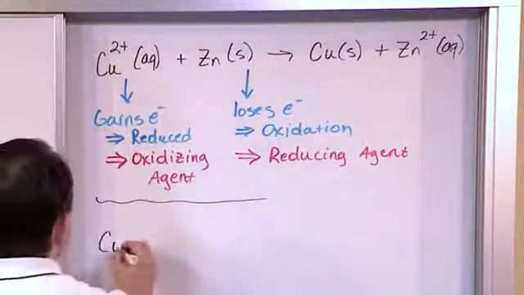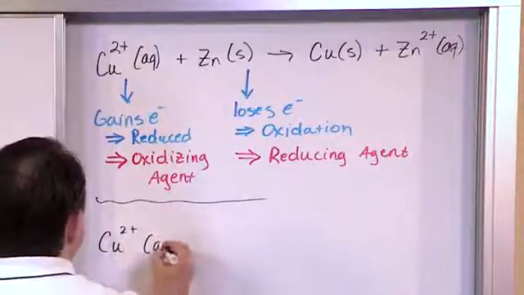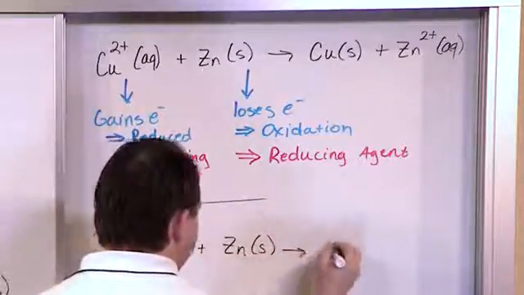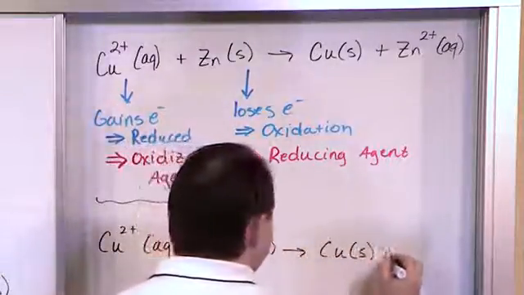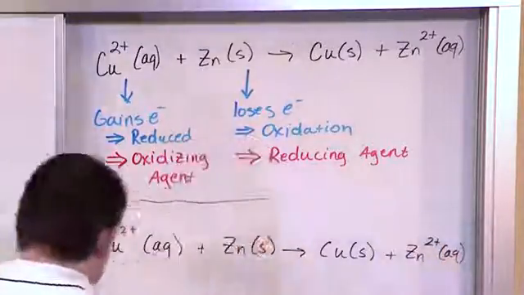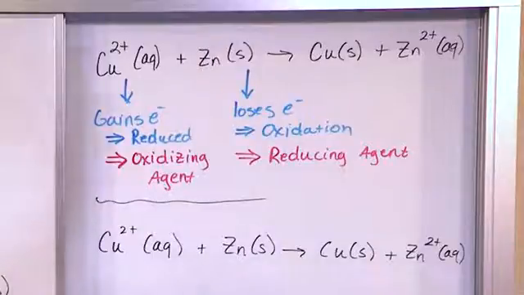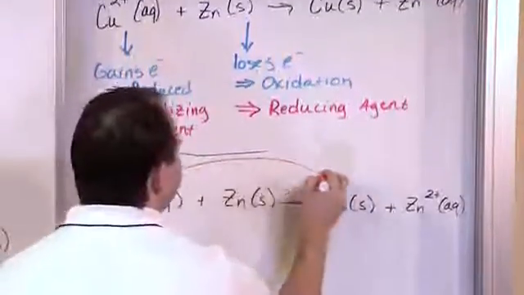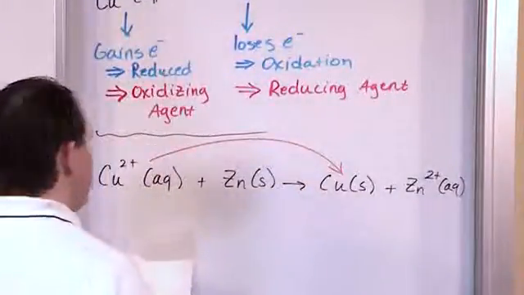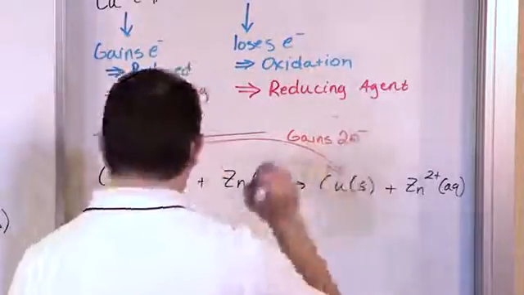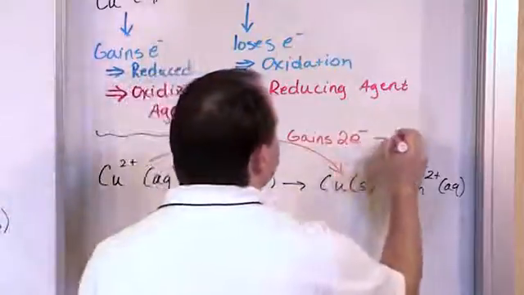The big picture is I have copper in aqueous solution, and I'm adding to it zinc, which is a solid, and I get copper, which is a solid, plus zinc, and it's a charge of +2 in aqueous solution. All right, so now that we know what's been oxidized and what's been reduced and what's gaining electrons and so on, from the copper to this copper, if you draw an arrow like that, this gains 2 electrons, okay? So we say it's reduced.